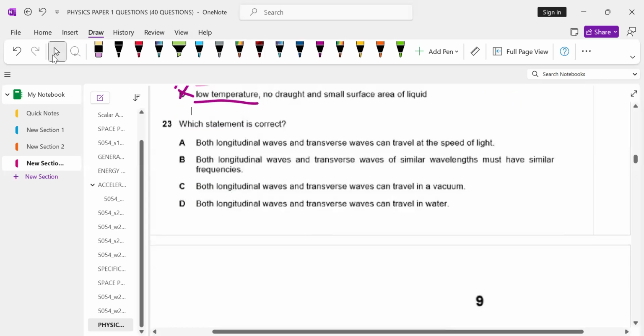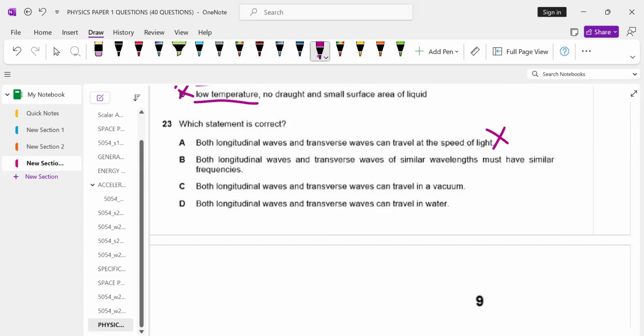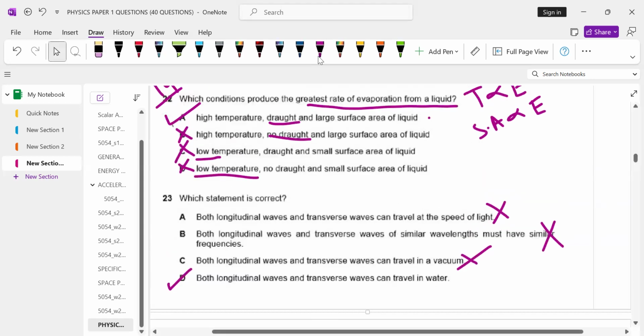So let's move towards the next question. Which statement is correct? Both the longitudinal wave and transverse wave can travel at the speed of light. No, this statement is incorrect. You need to find the correct one. Both the longitudinal wave and the transverse wave of similar wavelength have similar frequencies. No. Both longitudinal waves and transverse waves can travel in a vacuum. No. Both longitudinal and transverse waves can travel in water. Yes. So option D is correct for question number 15.